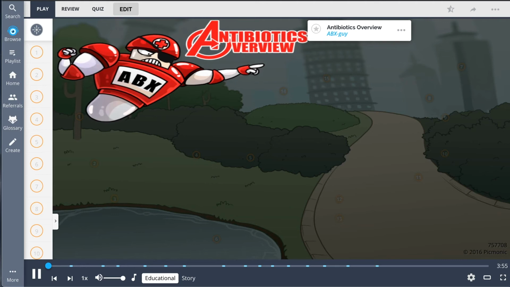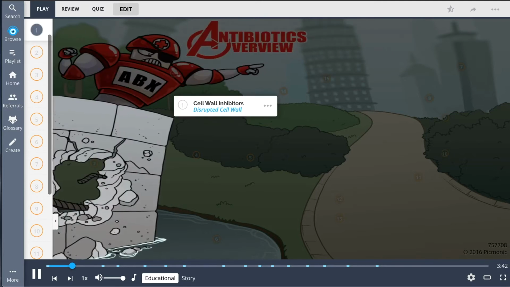This antibiotics overview can be thought of as Marvel's Avengers, with ABX Guy acting as Nick Fury, bringing together a team of superhero antibiotics. Antibiotics can be grouped by their mechanism of action. The first large class is the cell wall inhibitors, shown by the disrupted cell wall, which disrupt the bacterial cell wall by preventing cross-linking of peptidoglycan building blocks.